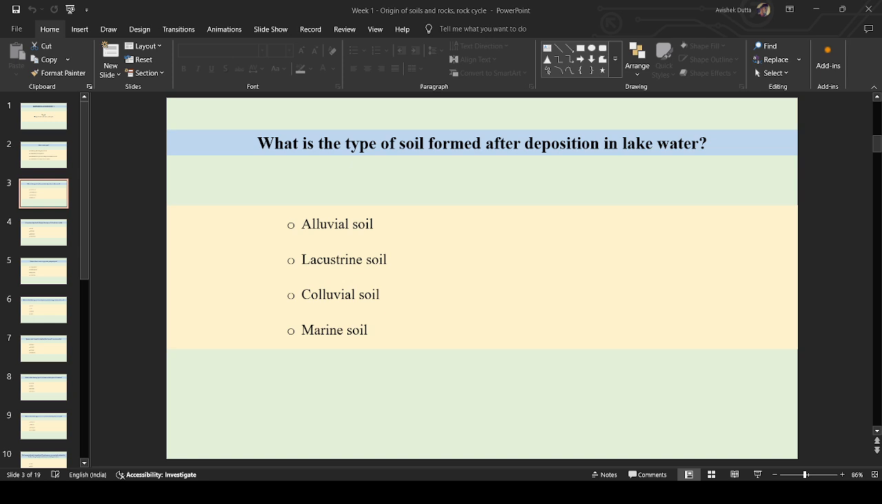So the second question is: what is the type of soil formed after deposition in lake water? Your options are alluvial soil, lacustrine soil, colluvial soil, and marine soil.